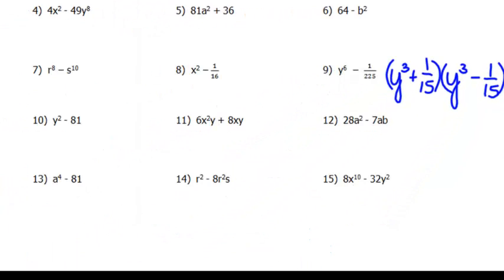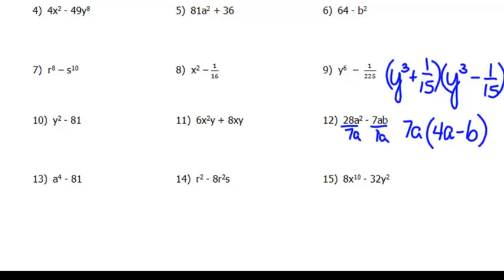Now, when you get down to questions 11 through 15, there may be multiple types of factoring involved. They may or may not include difference of two perfect squares. For instance, let's just look below at number 12. I see a difference. 28, however, is not a perfect square, nor is 7, nor is AB. But what I'd like to do there is use our technique from last night and say I do in fact have a GCF of 7A. So I would factor out my 7A and I would get 4A minus B.